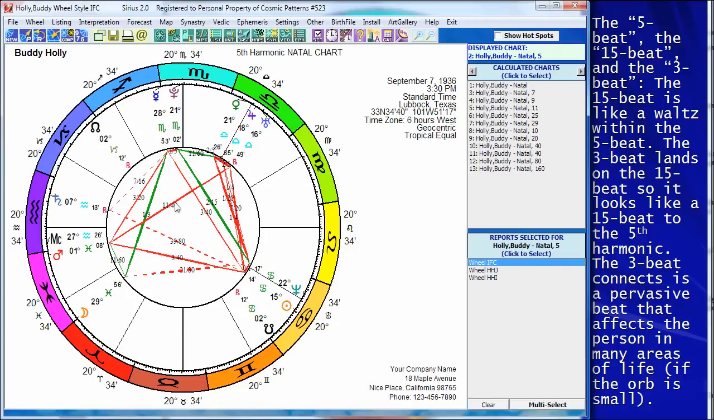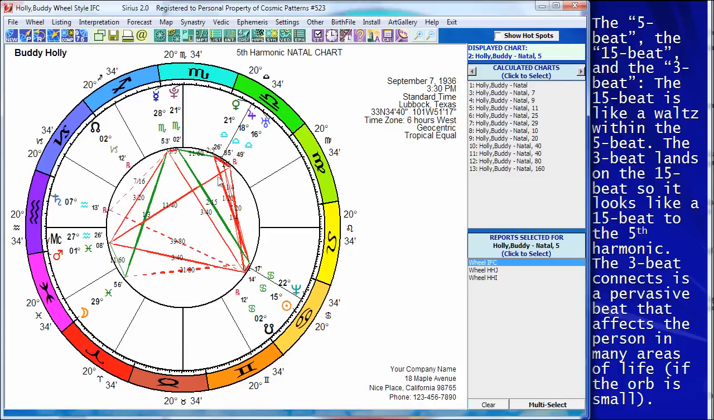This will become a square. So the 8th harmonic turns into a 4th harmonic, because what is 5 times 8? 5 times 8 is 40, and if I change this to 10, 10 times 4 is 40. So what happens is, as you double the harmonic chart, the aspect goes in half. And I'll show you that.